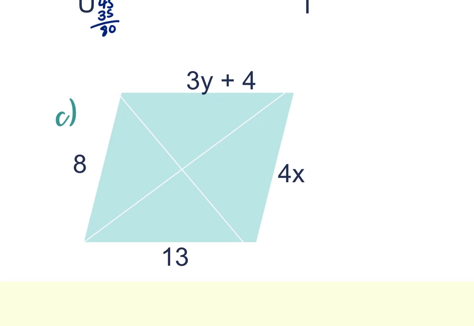And C, opposite sides are congruent, so 4x equals 8 and x equals 2. And these sides are also congruent. 3y plus 4 would equal 13. 3y equals 9. And y equals 3.